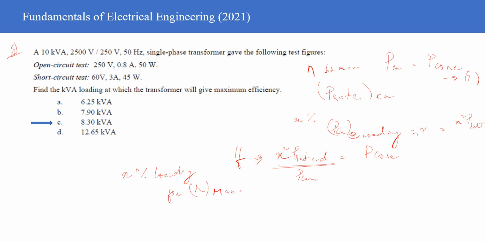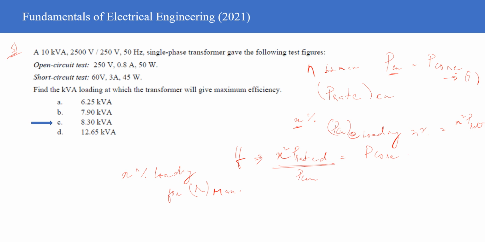So basically you have to figure out the percentage loading X here such that the copper loss at that particular loading, that is at X% loading, is equal to the core loss. So I'm hoping that you understood it. Now the question arises how to figure this out. What is the value of this X? How to figure this out, right?